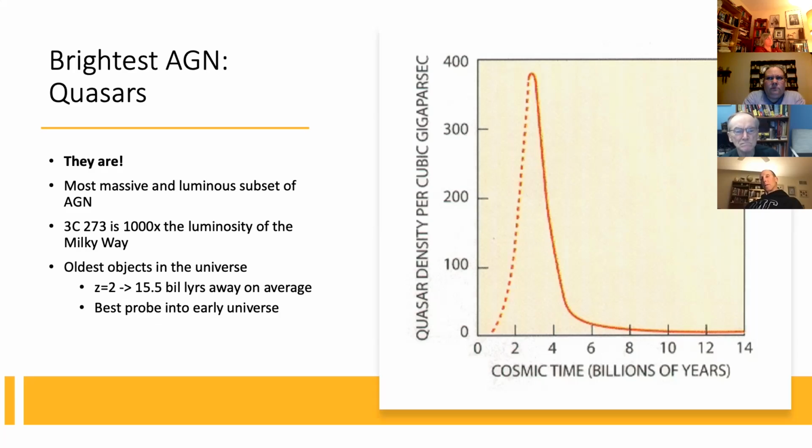The farther away that we look in space, the farther back in time we're looking, right? So therefore, the oldest objects in the universe that we're able to observe are in fact quasars. Therefore, they are one of the best probes, I would say the best probe, to look into the early universe. And this plot here is just showing the estimated amount of quasars over the time of the universe existing, peaking around 3 billion years.